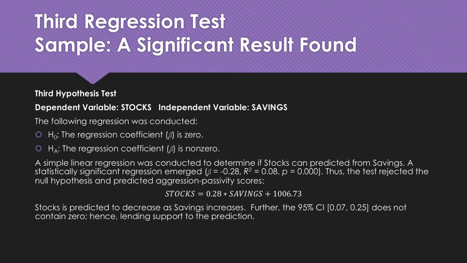Thus, the test rejected the null hypothesis and predicted aggression passivity scores of stocks equals 0.28 multiplied by savings plus 1006.73. Stocks is predicted to decrease as savings increases. Further, the 95% confidence interval of 0.07 and 0.25 does not contain 0, hence lending support to the prediction.